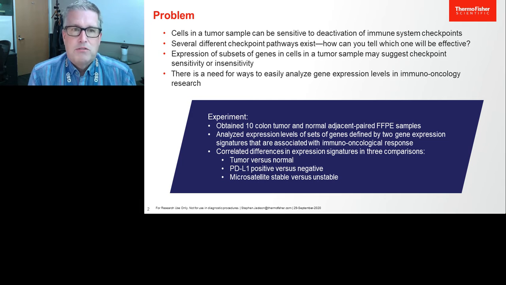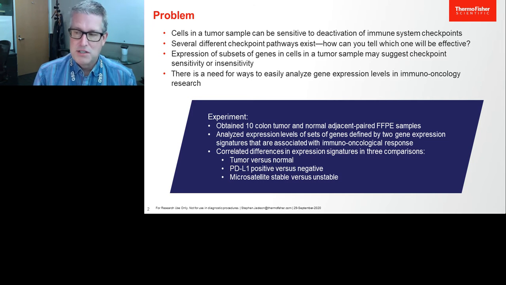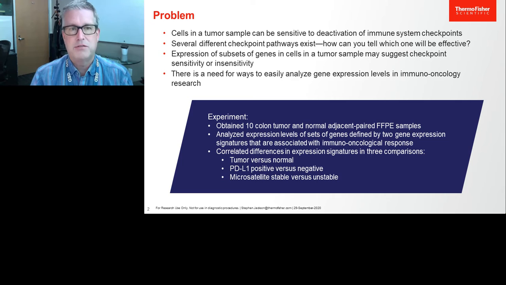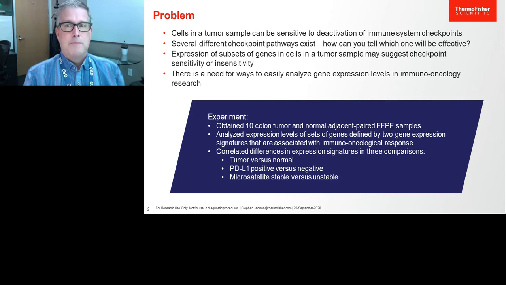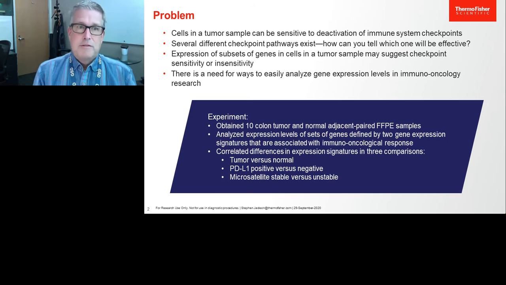So one of the main problems that we're facing when dealing with cancer is that a tumor sample can be sensitive to growth deactivation using a number of immune system checkpoints. There are several different checkpoint pathways that exist. There's the CTLA4, there's PD-L1, and several others. But many times you are unsure which of those pathways are going to work to inhibit cell growth. So how can you tell which one is effective?